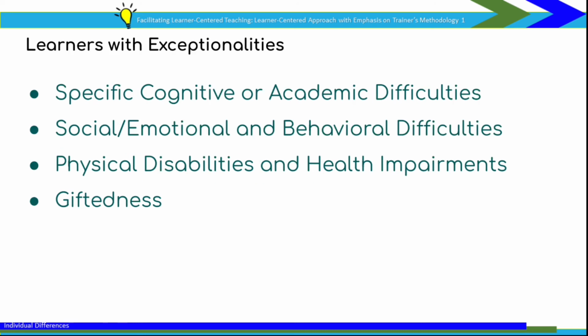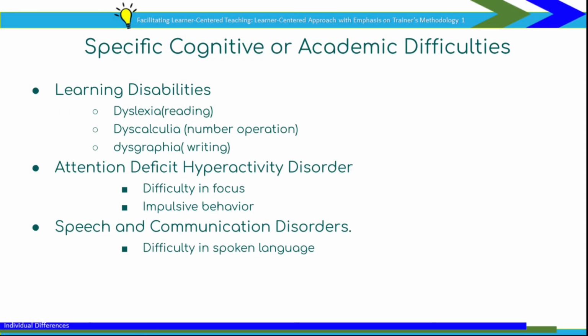What are the categories of exceptionalities? There are different ways of presenting categories of exceptionalities. We have the specific cognitive or academic difficulties, we have the physical disabilities and health impairments, and we have people-first language. On the specific cognitive or academic difficulties, we have the learning disabilities, which involve difficulties in specific cognitive processes like perception, language, memory, or metacognition that are not due to other disabilities like mental retardation, emotional or behavioral disorders, and sensory impairments. Examples are dyslexia, dyscalculia, or dysgraphia.